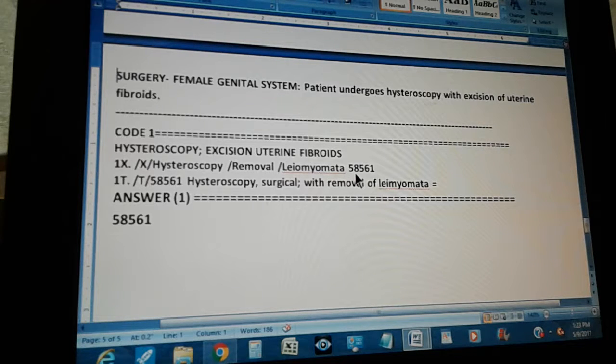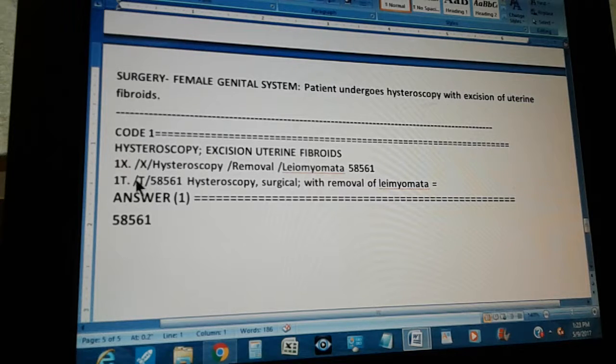And then you're going to see the word that we gave you in the tips: leiomyomata, which means uterine fibroids, right? We showed you in Wikipedia that that's what uterine fibroids are called. And you're going to see a code next to it. What's the code? 58561. So we're going to check this code in the tabular.